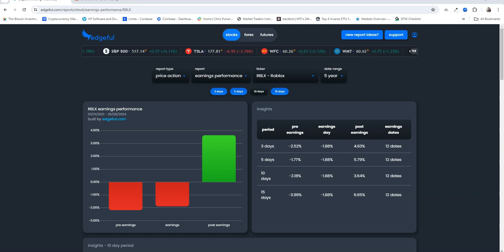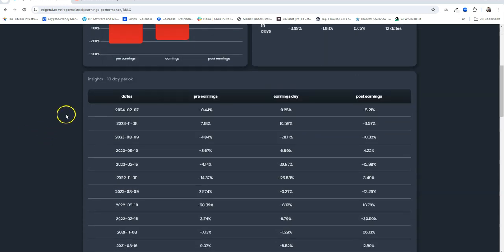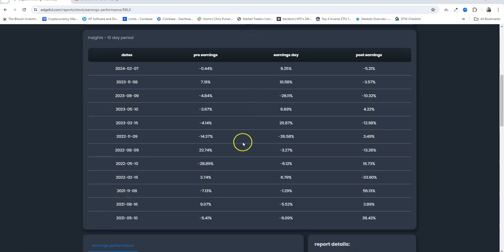And then if you scroll down, you can see the performance for each period. So now we're looking at the previous 5 years. That's 12 dates, which you can see just in that initial table on top, the 12.